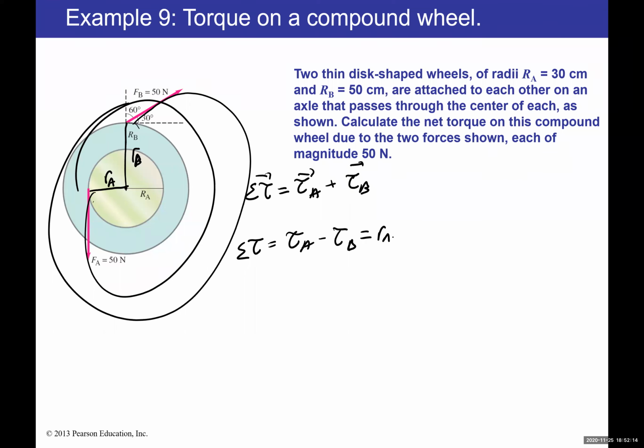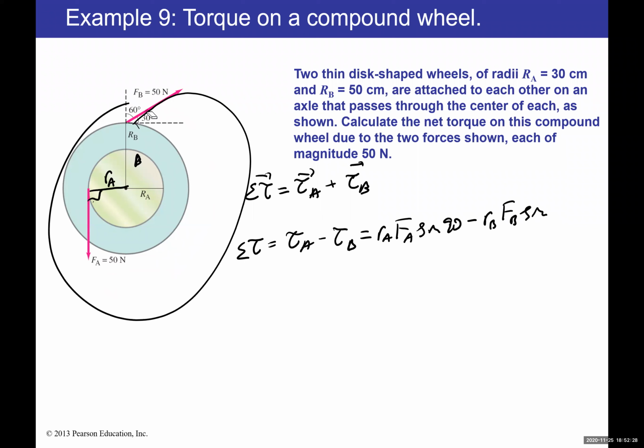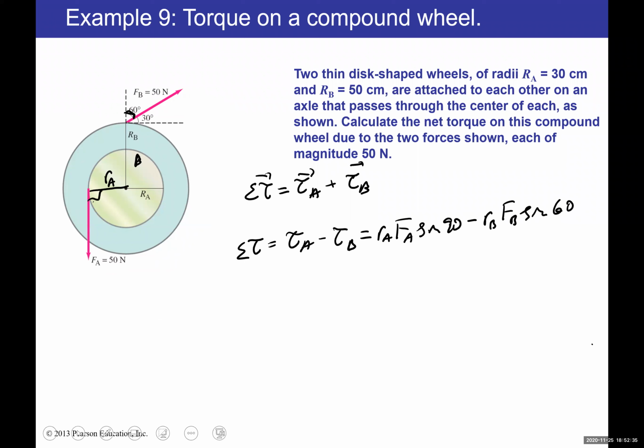Torque A is RA times FA times sine of the angle. I can see it's 90 degrees. Then minus RB, FB, times sine of the angle, and I can see from here this is 60 degrees with respect to the radial. So sine of 60. I could have included the negative in the sine, but it's the same thing: you do sine of 60 and then put the negative manually. So then I can do this and calculate after plugging in the values.